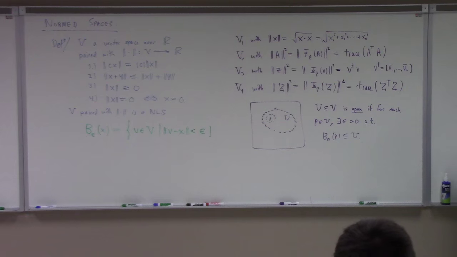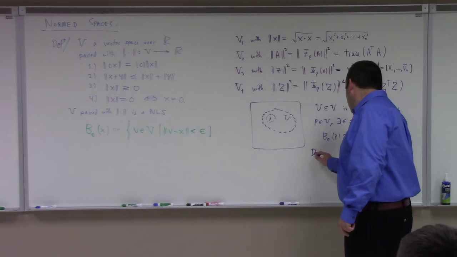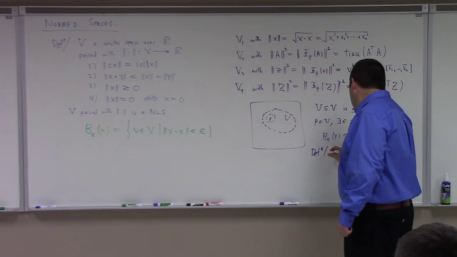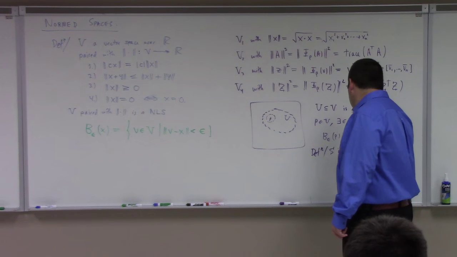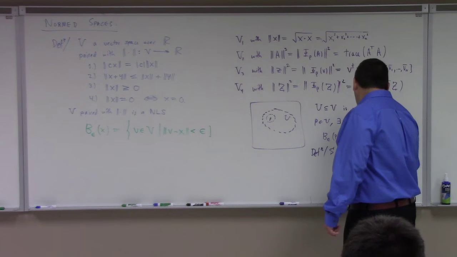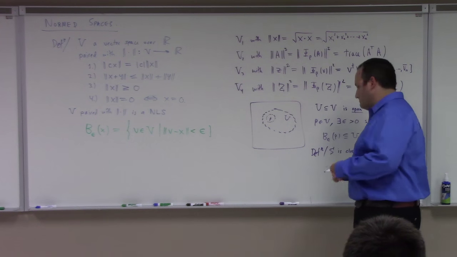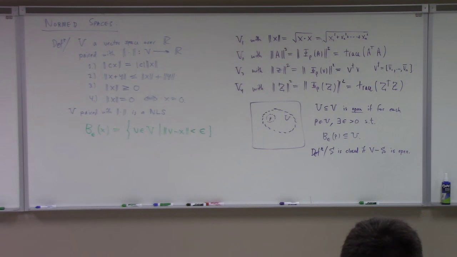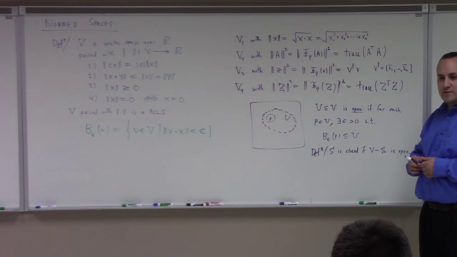Now, what does it mean for a set to be closed? It's a closed set if its complement is open. That's our definition. S is closed if V minus S is open. And the B epsilon of P is just the abstract equivalent of drawing a circle around P. It's an epsilon ball in the normed linear space.